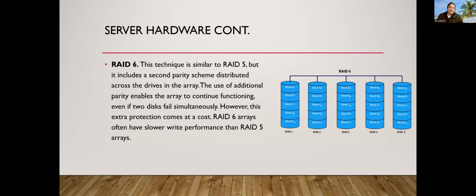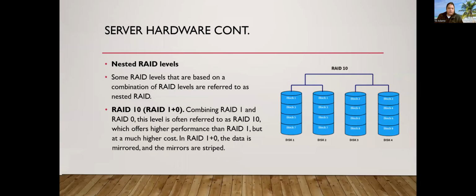Let's talk about nested RAID. This is RAID 10. This is the big boy. This is the guy we wanted to get to. So nested RAID levels. Some RAID levels are based on a combination of RAIDs, because that's what I said in the very beginning. RAID 1 and 0 are combined to form RAID 10. Combining RAID 1 and 0, this is also referred to as RAID 10, which is what I've been saying, which offers higher performance than RAID 1, but is at much higher cost.